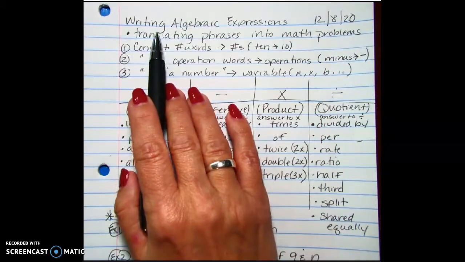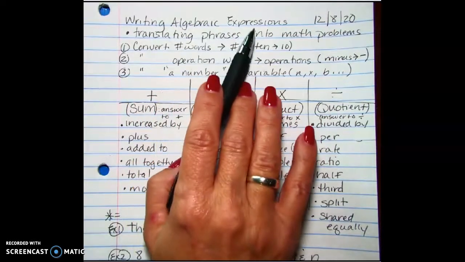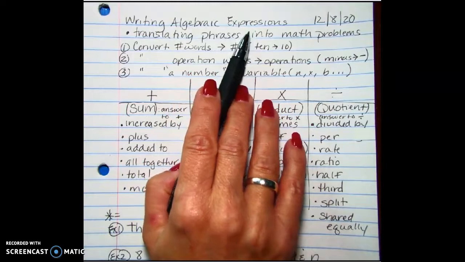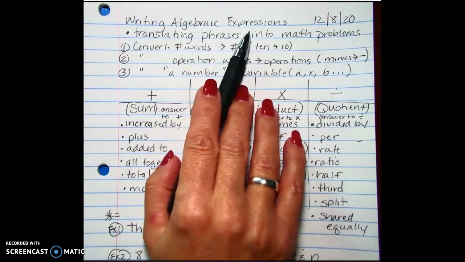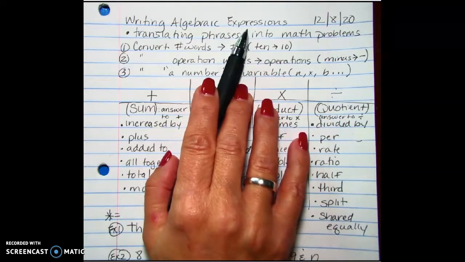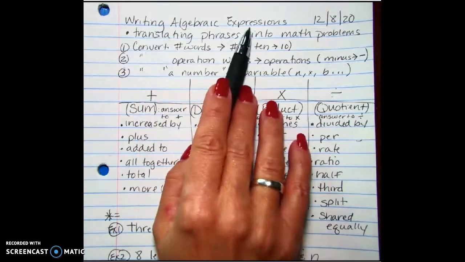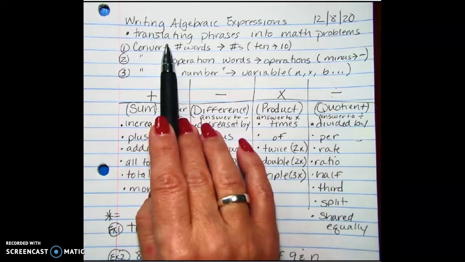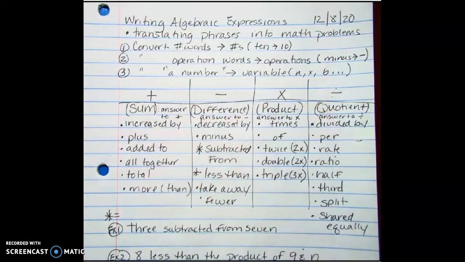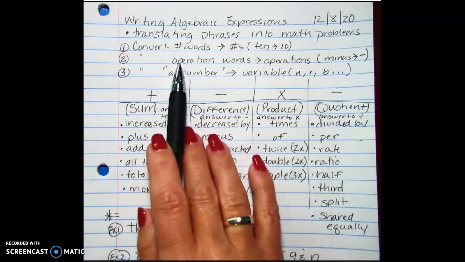Today's lesson is writing algebraic expressions. Expressions are number sentences, if you recall, without an equal sign. Now, we've worked with PEMDAS, and those were numerical expressions because everything had numbers. In algebraic expressions, we have variables along with our operations and numbers. Basically, when we're writing algebraic expressions, we are actually translating phrases into math problems. Now, there's a couple things you need to make sure you do so you can get your phrases accurate.